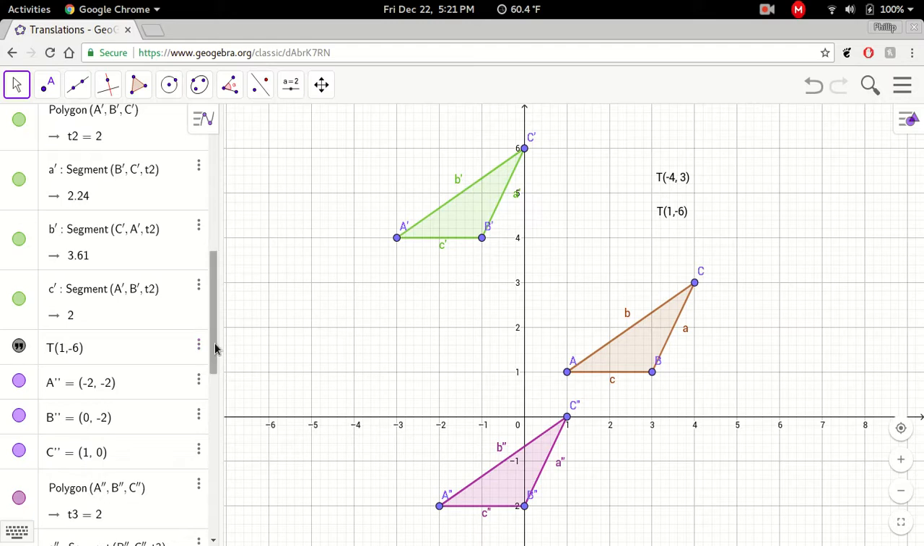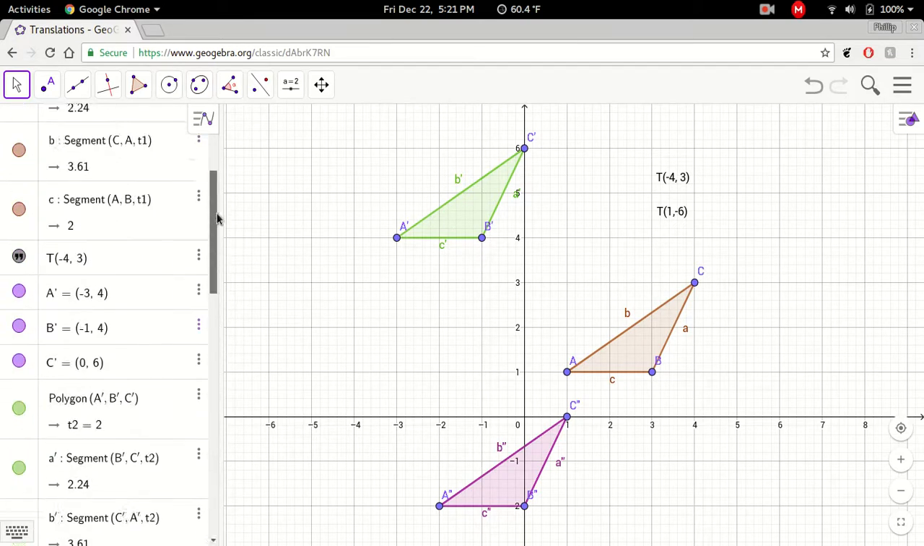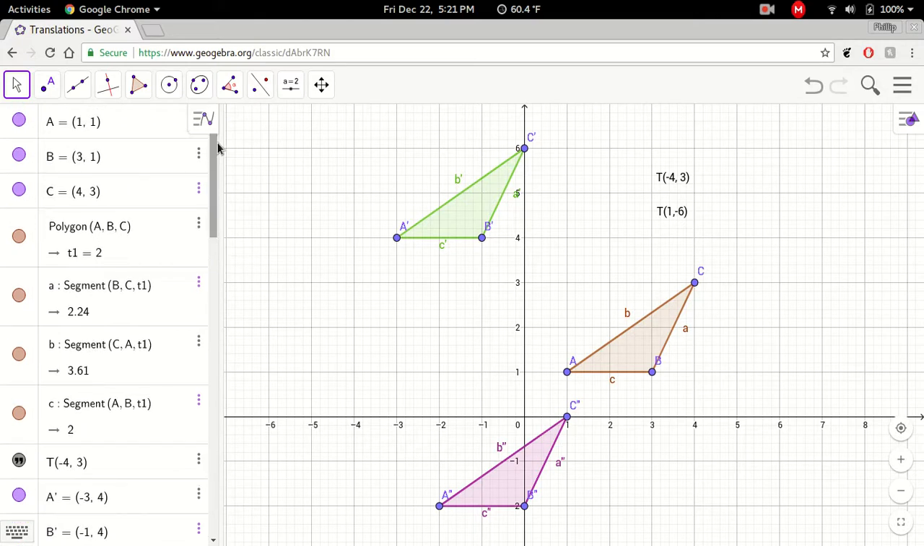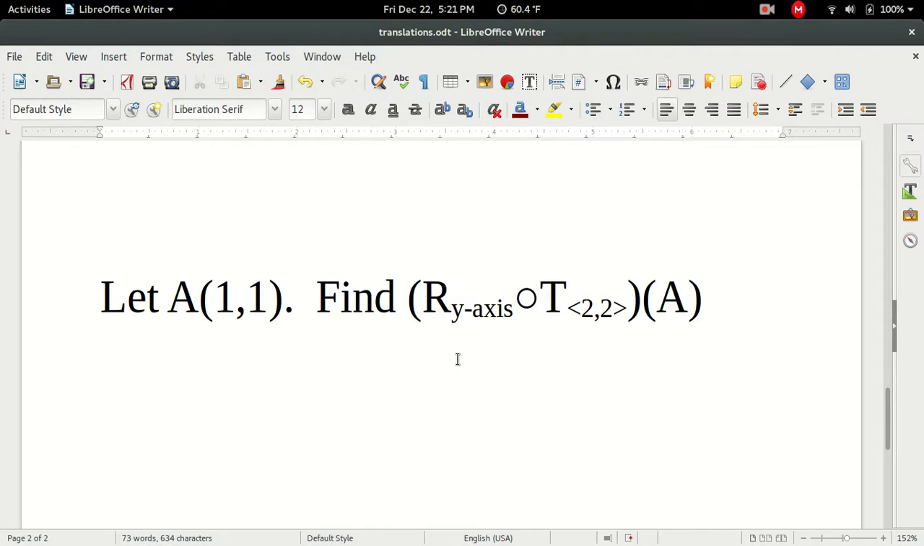Next thing I want to talk to you guys about is, so we went from the red triangle to the green triangle to the purple triangle. Okay, the next thing that we're going to look at is what's called composition. So composition of translations is when we have multiple translations. And you're going to start seeing this notation quite a bit. You'll see it a lot, especially in this homework assignment that I have prepared for you guys.